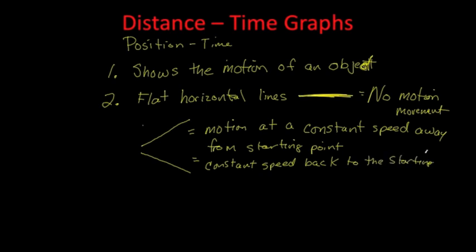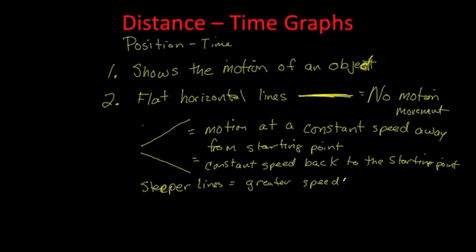The steeper the slanted line, the faster the speed. Steeper lines indicate greater speed. As the line gets closer to being flat, you'll know that the object is moving slower. As it gets steeper and steeper towards vertical, the object is moving at a faster constant speed.